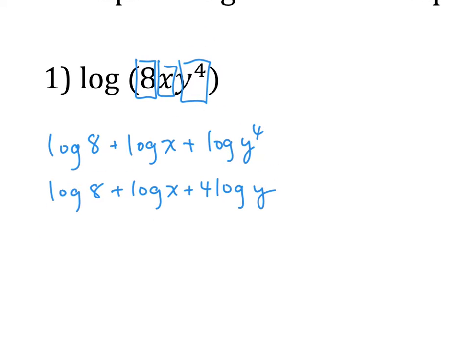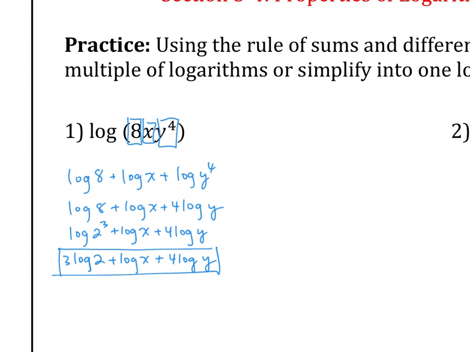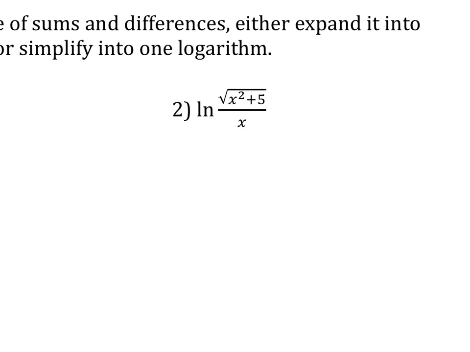All right. Now, let's see if there's anything else I can do. Well, this 8 is interesting. 8 is the same as 2 to the third. So what I can do further is change 8 into 2 to the third. And now I have another exponent, so I can also put it in the front as a coefficient. All right, so this is probably the most expanded form you can get without going way crazy on this.